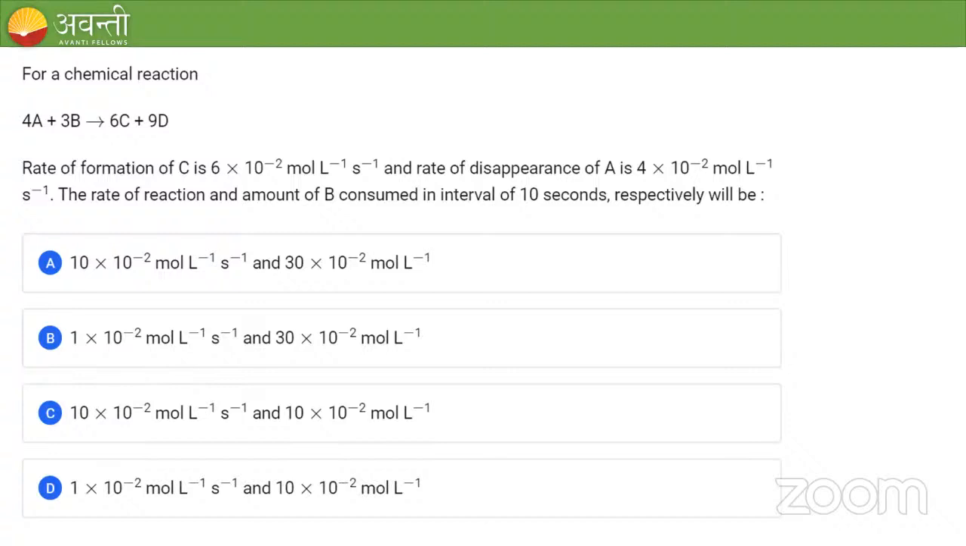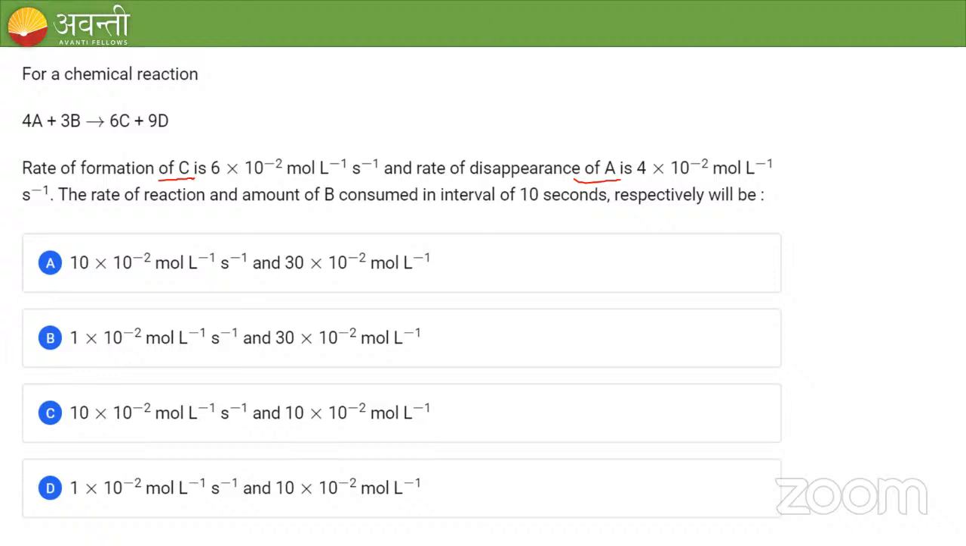For a chemical reaction, 4A plus 3B giving 6C plus 9D, rate of formation of C is given as 6 into 10 power minus 2 mole per liter per second. And the rate of disappearance of A is given as 4 into 10 power minus 2 mole per liter per second. The rate of reaction and amount of B consumed in interval of 10 seconds respectively will be. So formation of C and disappearance of A is given. And time is given as 10 seconds.